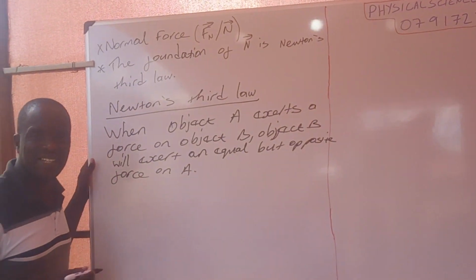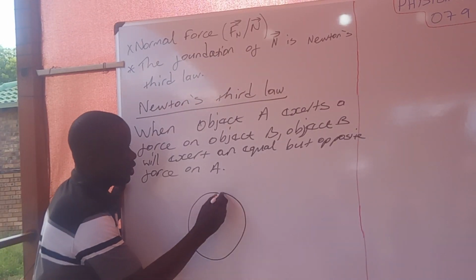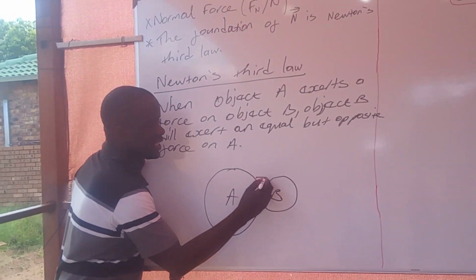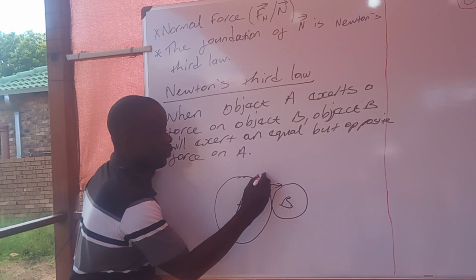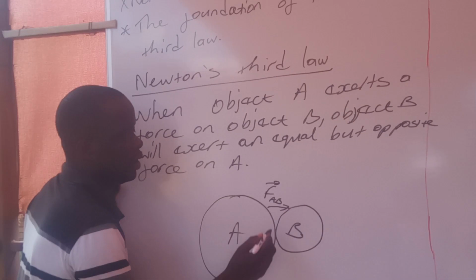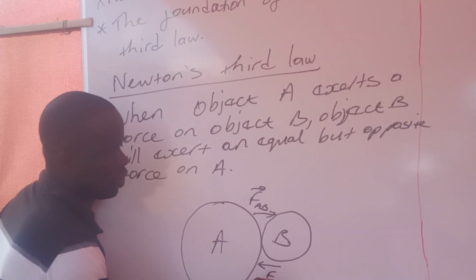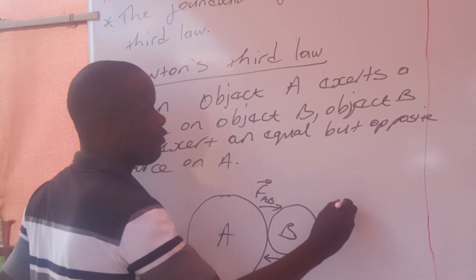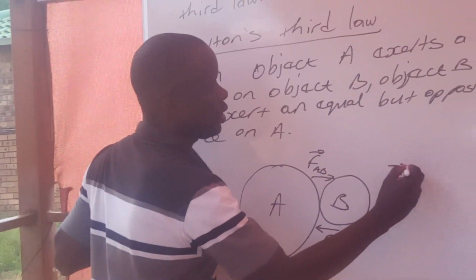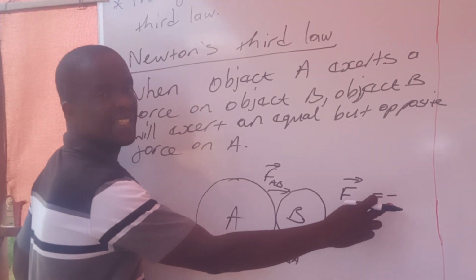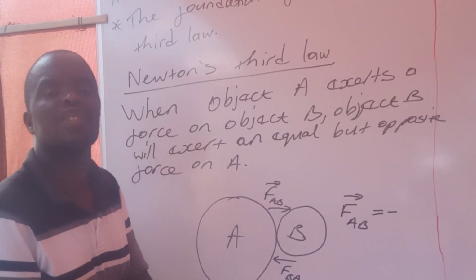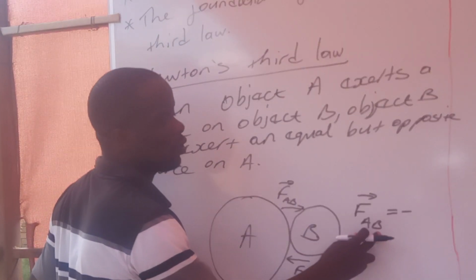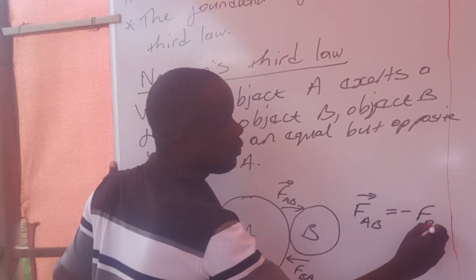It means that we can illustrate this like a diagram where we have object A and object B. When object A exerts a force on object B, we can call this the force of A on B. Object B is going to exert an equal but opposite force on A. So we can write this as an equation: the force of A on B is equal to minus the force of B on A. Remember, this negative sign shows us the difference in direction: if the force of A on B was going to the right, the force of B on A is now going to the left.